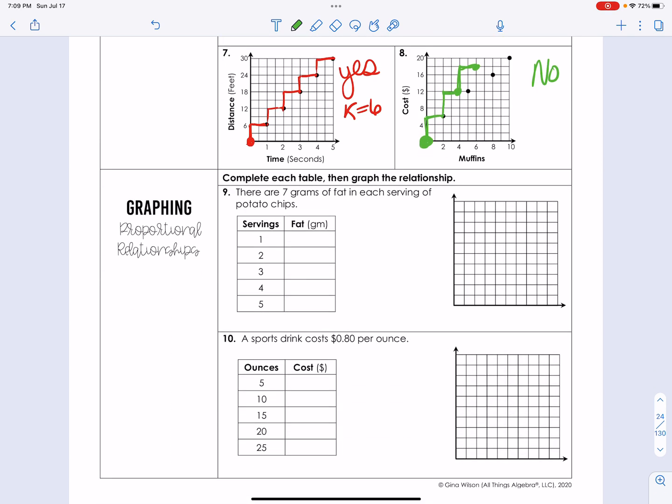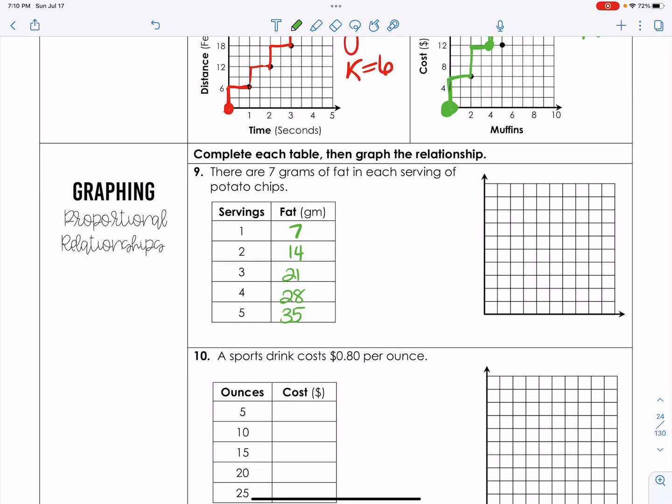There are 7 grams in each serving. So this would be 7 grams, 14 grams, 21 grams, 28 grams, 35 grams. I'm completing the table. That's what I'm most worried about. And you have servings here, and then I'm going to go up 5, 10, 15, 20, 25, 30, 35, 40, 45, 50. And this is my fat.